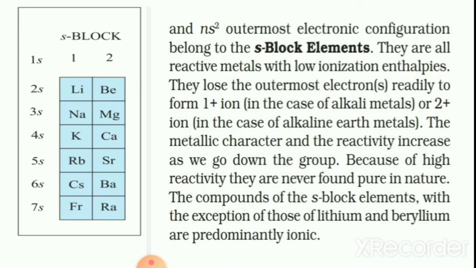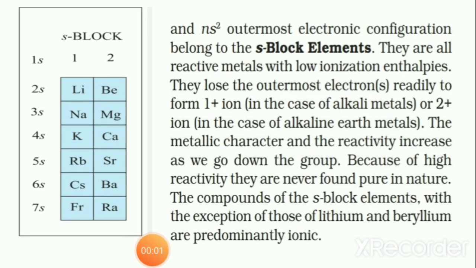Similarly, consider a group 2 element, say magnesium. Its electronic configuration is 1s2, 2s2, 2p6, 3s2. Therefore, magnesium shows a tendency to lose 2 valence electrons and thus form magnesium ion, Mg2 plus ion, so that it can attain stability by acquiring the octet configuration. So, in general, group 1 and group 2 elements form positively charged ions called cations. Group 1 elements form +1 ion, whereas group 2 elements form +2 ion.